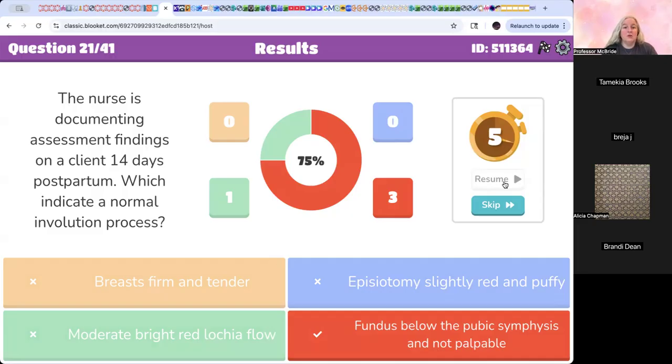Thinking about a centimeter every day, it should be down where we can't palpate it anymore. As far as the lochia goes, this one has a moderate, bright red lochia flow. Should we be seeing red lochia at 14 days postpartum? No. What kind of lochia should we be seeing at this appointment?